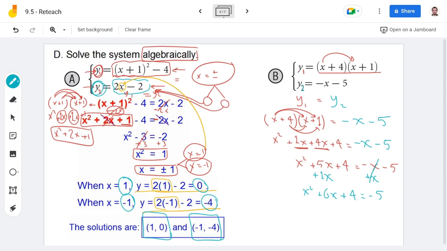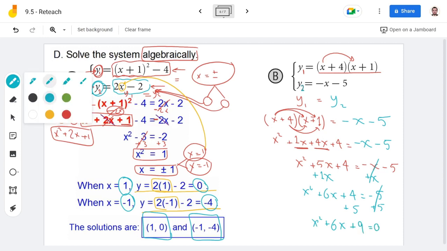Now take the positive 4 to the other side, and add 5 to both sides, so you cancel this out. So x squared plus 6x plus 9 equals 0.